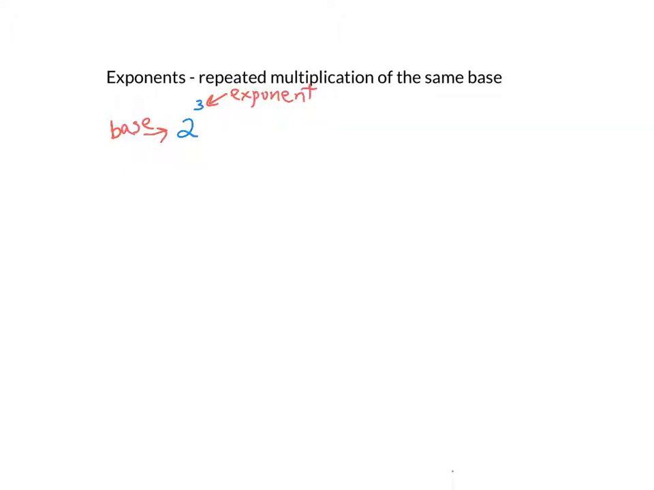It's oftentimes said something like 2 to the third power. 2 to the third power means that you are going to multiply the base by itself 3 times. So 2 to the third power means 2 times 2 times 2. 2 times 2 is 4. And then 4 times 2 is 8. So 2 to the third power is equal to 8.